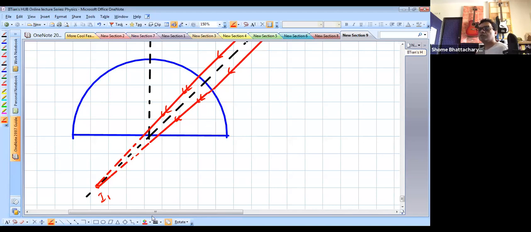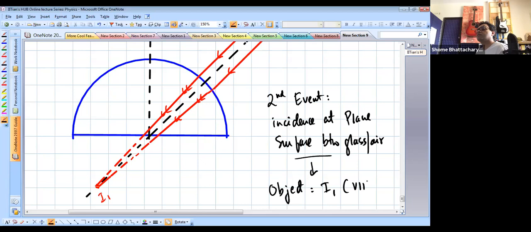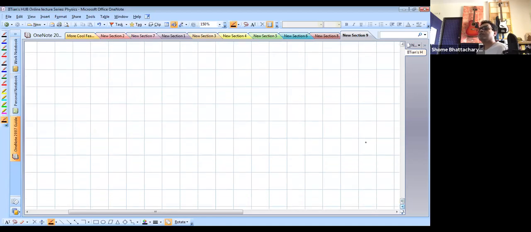So the first event we've already solved. Now let's come to the second event, which is incidence at the plane surface between glass and air. For that, the object is in fact I1, which is a virtual object. That whole concept of virtual: just from the perspective of this second event, what is happening is this.